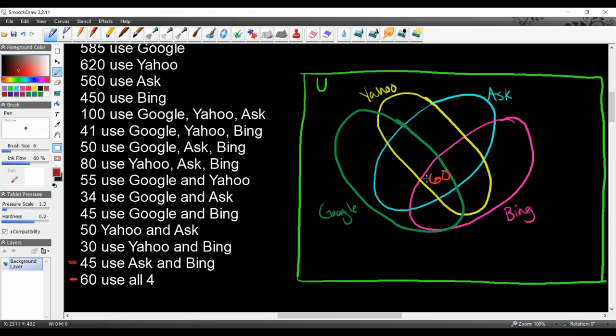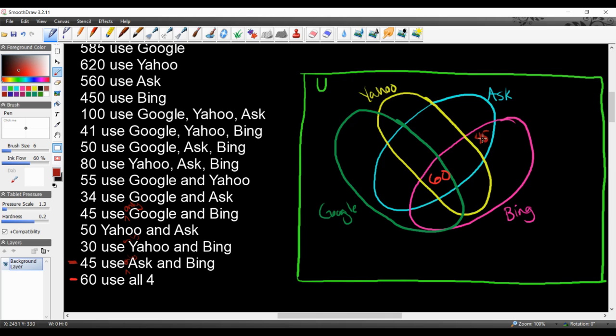Okay, yes, but I only want the part that has Ask and Bing. So I know that I'm going to have my 45 here. And I believe in the instructions, it says it uses only. So in your book, this will say only. So that means that unlike the previous example, well, all of them, really, 30, down here. If it says only, you don't have to subtract, which makes it way easier. So 45 use Ask and Bing, that's going to be right here.